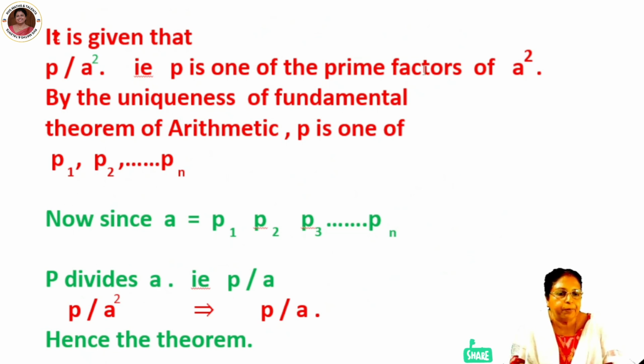P is one of the prime factors of A square. By uniqueness of the fundamental theorem, P is one of these P1, P2, etc., Pn. Since A is this, A equal to P1, P2, P3, etc., we say P divides A. Hence the theorem. So we got this result.